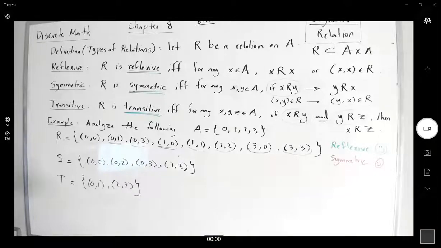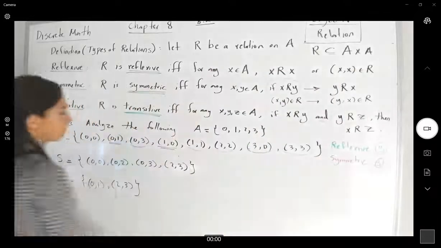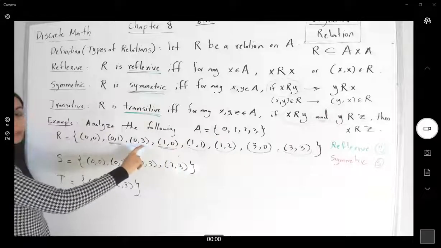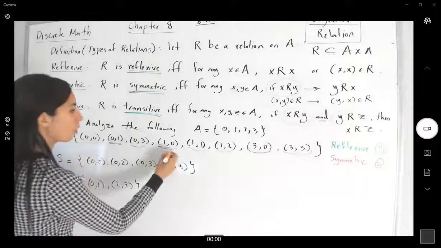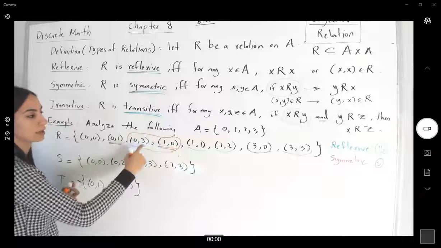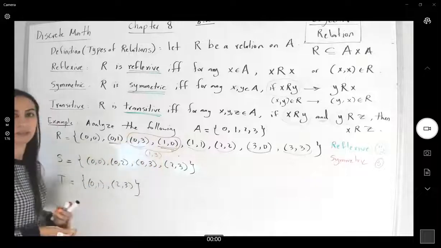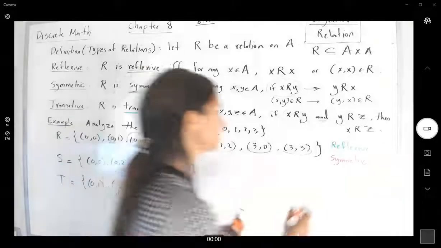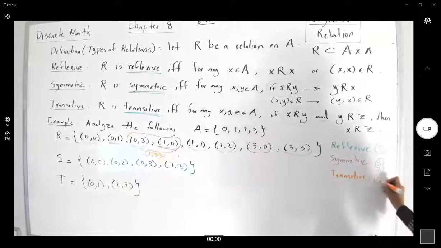So take a look at this. You have 1 and 0. You have 0 and 3. Take a look at this guy. So it says 1 and 0. 1 is connected to 0. 0 is connected to 3. Do you have 1 and 3 in the collection? You don't have 1 and 3 in this collection. 1 and 3 is missing, so it's not transitive. Transitive? No.